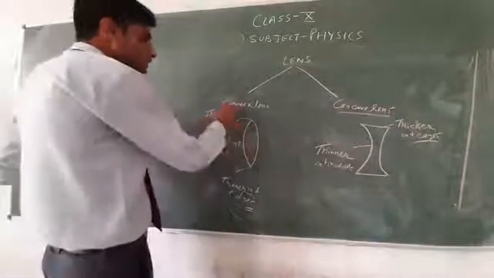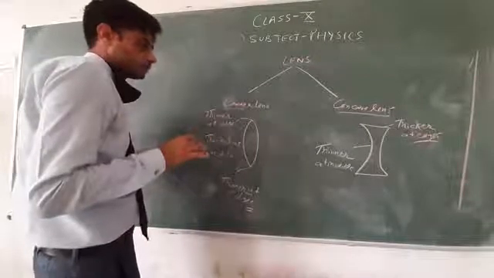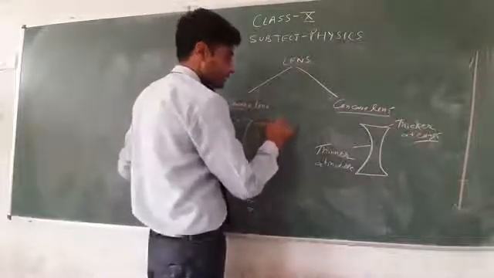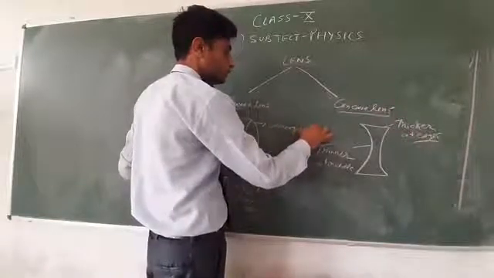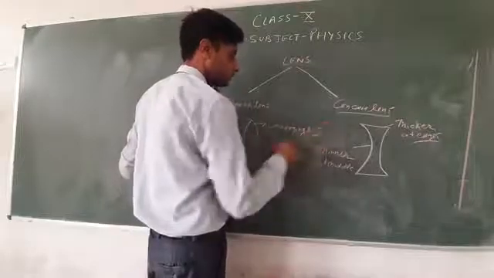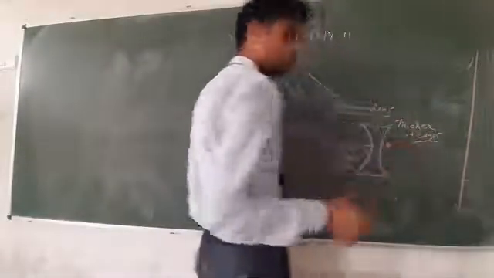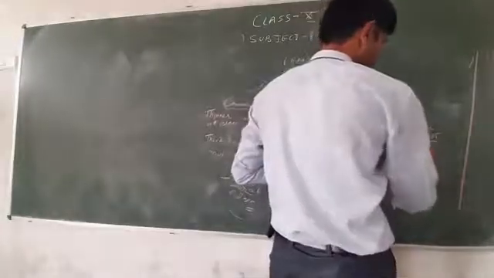This convex lens converges the rays of light, so it is also known as a converging lens. And this concave lens diverges the rays of light, so it is known as a diverging lens.